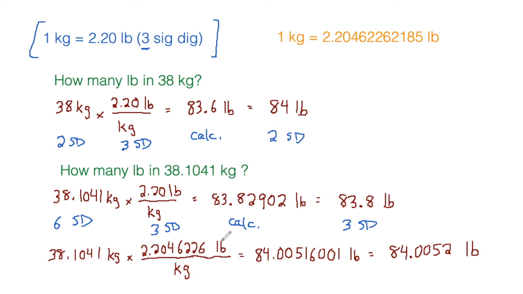It would be better to get more of these digits from the conversion factor, maybe use this one. So if we have 6 significant digits in the measurement, we can use this conversion factor with 8 significant digits, and then our calculator gives us this number, and we can round it down to 6 significant digits here, getting a more precise answer, which corresponds to the more precise measurement that we're trying to convert.